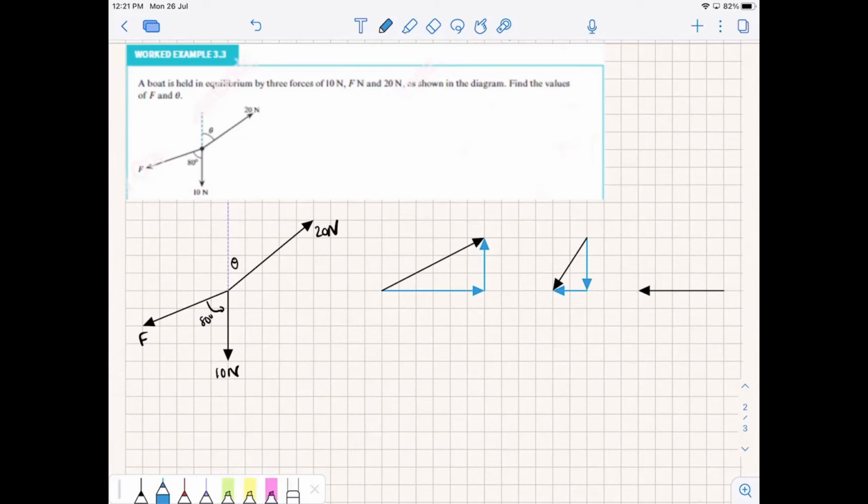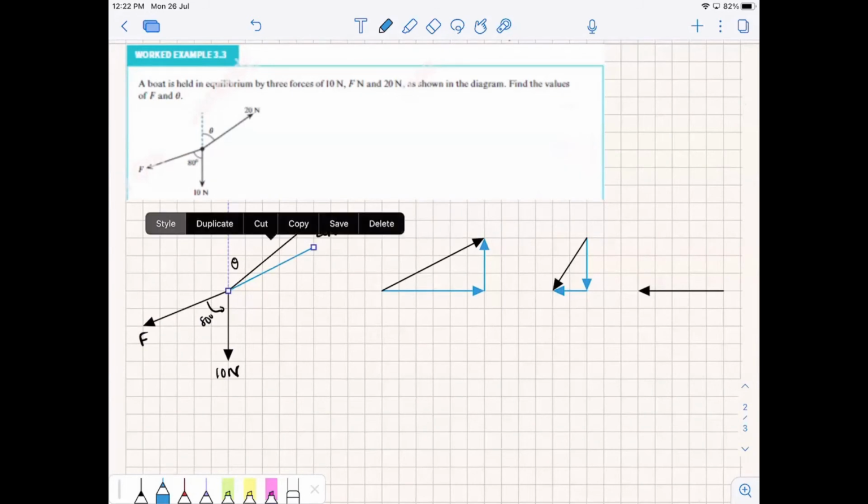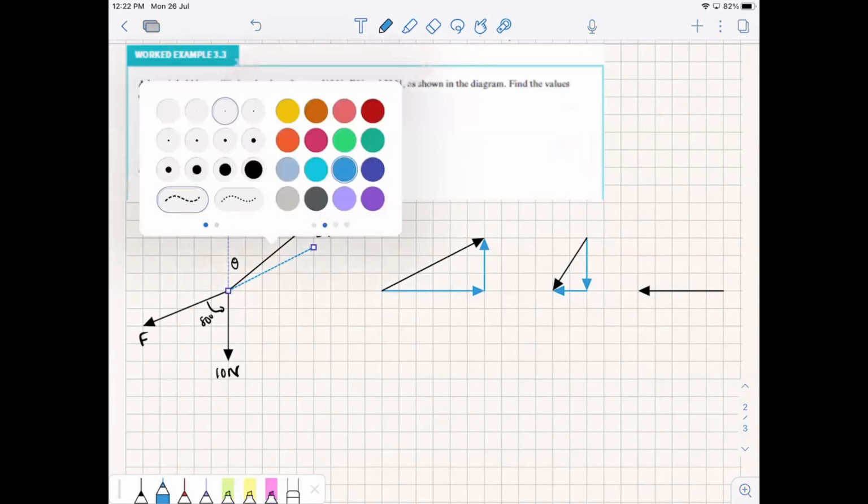Okay? So what we're going to do is change the line of action. Usually what you do is you make the line of action parallel to the force that you're solving for, because if you make it parallel to the force you're solving for, there is no perpendicular force anymore. So if I make the line of action in this direction like this, I'm just going to quickly change that to dashed.